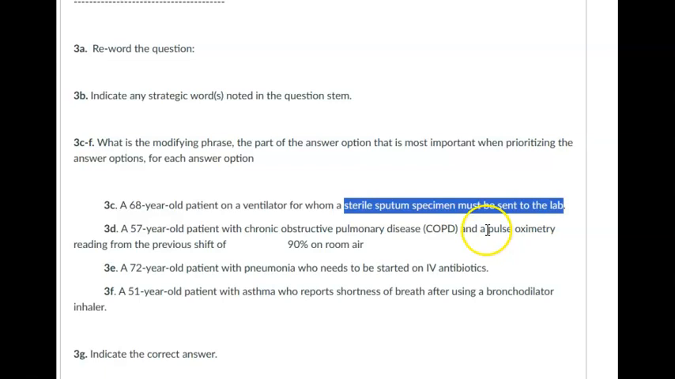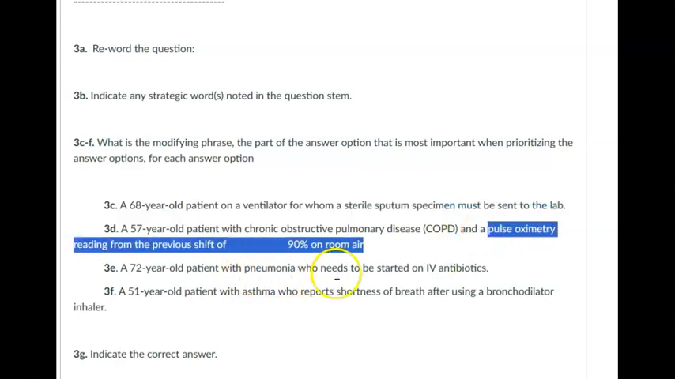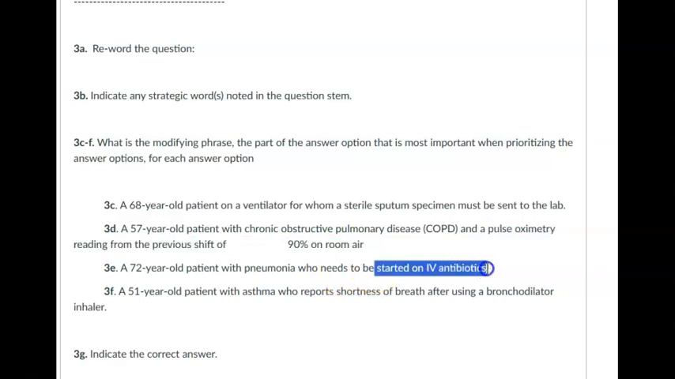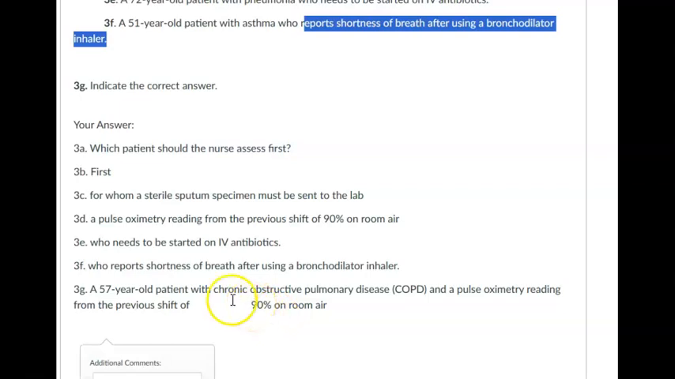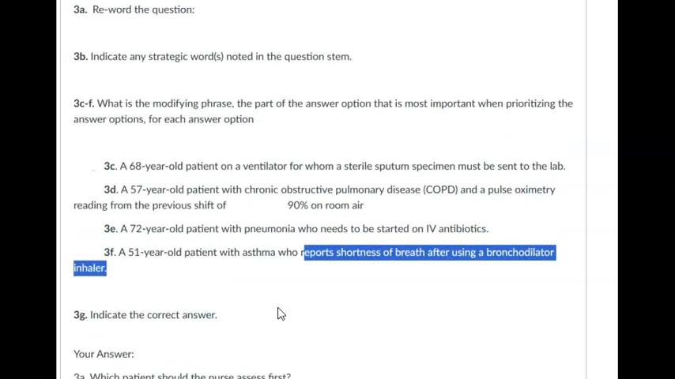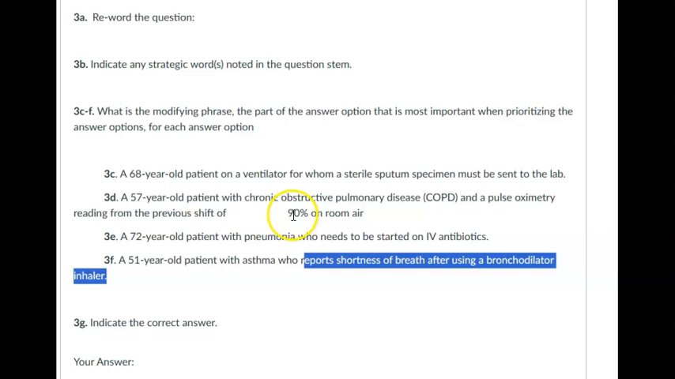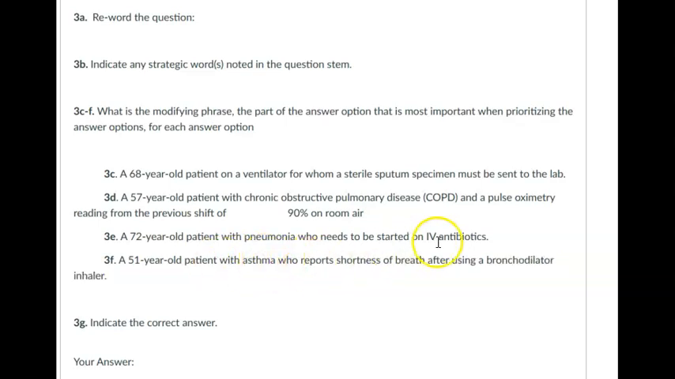57-year-old with COPD, pulse ox reading from the previous shift of 90 on room air. 72-year-old with pneumonia who needs to be started on antibiotics. 51-year-old with asthma who reports shortness of breath after using the bronchodilator inhaler. This student picked the 57-year-old with COPD and a pulse ox reading from the previous shift of 90% on room air. So you were headed in the right direction because you picked a patient who had a respiratory issue going on. But it's not unusual for our COPD patients to have a little bit lower O2 saturation. Between 3D and 3F, 3F is actually higher priority because they've gotten an intervention, the bronchodilator, but they still are reporting shortness of breath. So that patient I'm going to follow up on first.